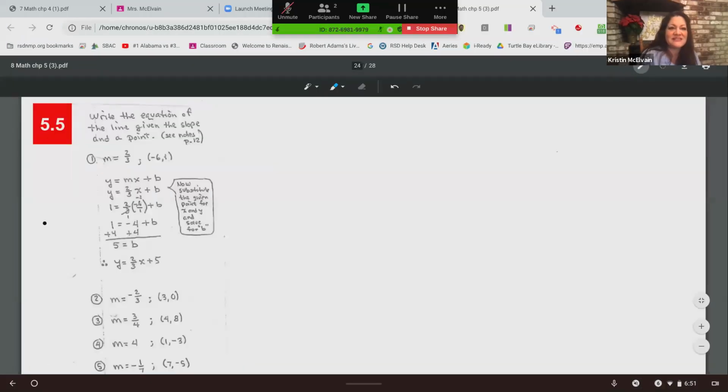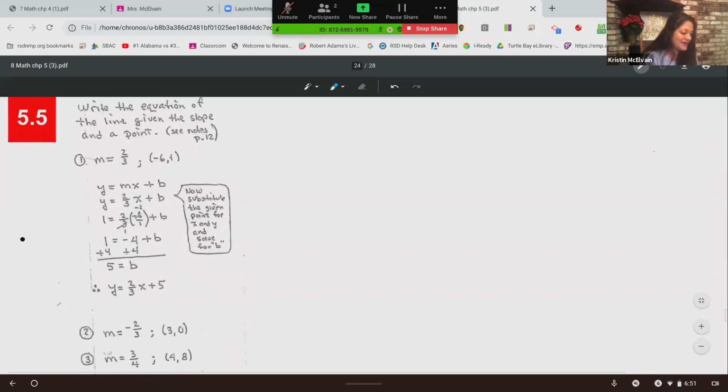Okay, here is 5.5. We are writing the equation of a line given a slope and a point. So we have the slope, and then we have one x, y coordinate. Let's look at the example for number one. Yes, you have to write this on your page. For number one, we have a slope of 2/3 and a point of (-6, 1).